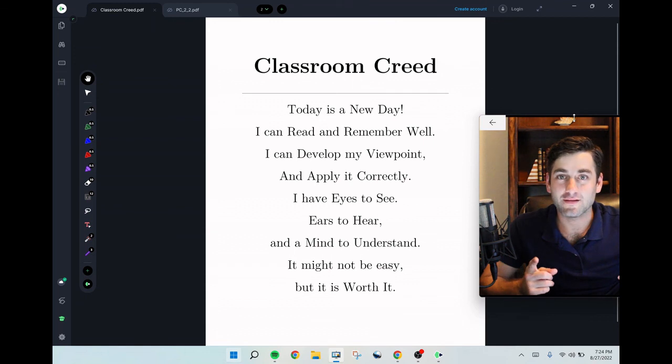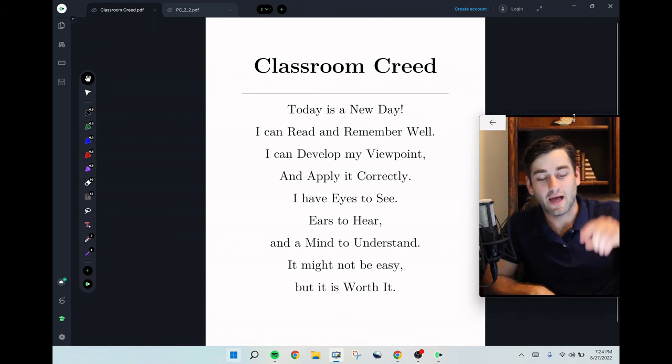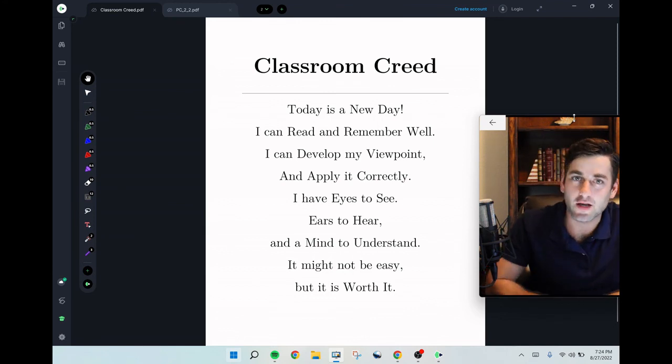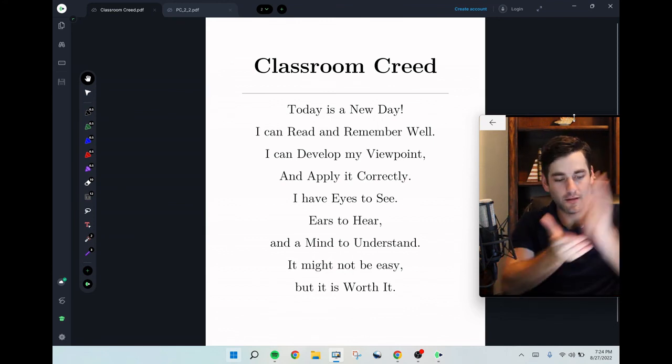Today is a new day. I can read and remember well. I can develop my viewpoint and apply it correctly. I have eyes to see, ears to hear, and a mind to understand. It might not be easy, but it's worth it.